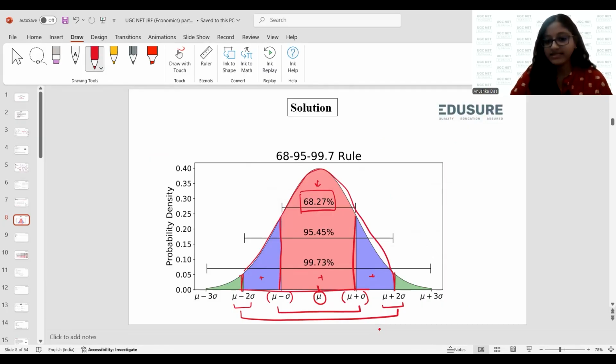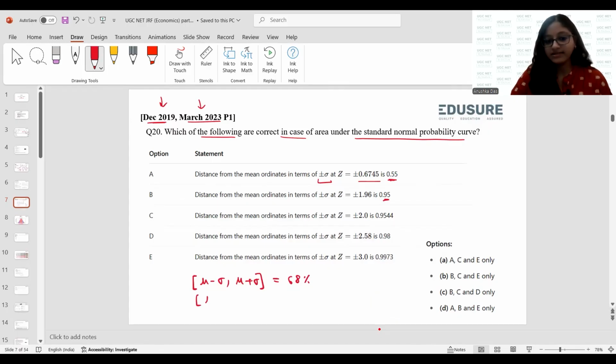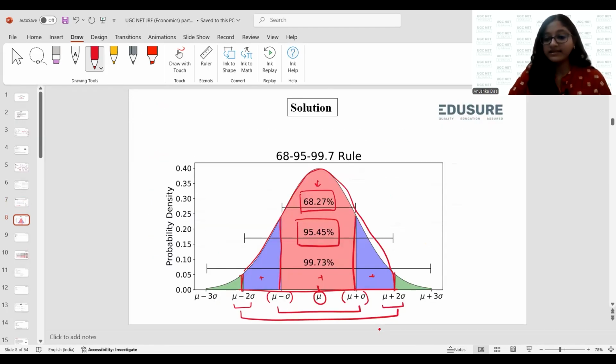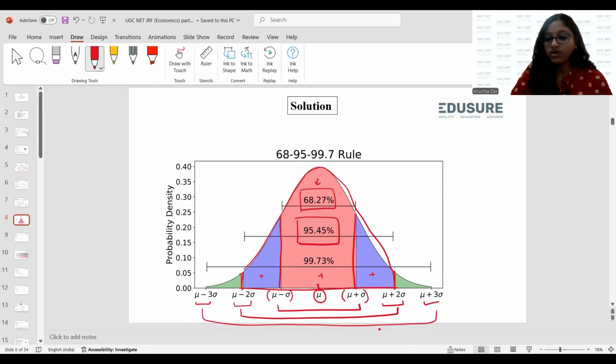If you take the area of this entire region, the total area will be approximately 95% of the distribution, right? So the 2 sigma range, from mu minus 2 sigma to mu plus 2 sigma, has a probability of 95%. And finally, if you take the 3 sigma range, mu minus 3 sigma to mu plus 3 sigma, almost the entire probability lies in the 3 sigma range.